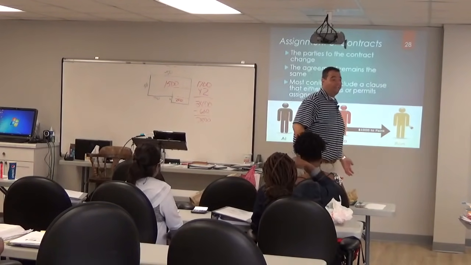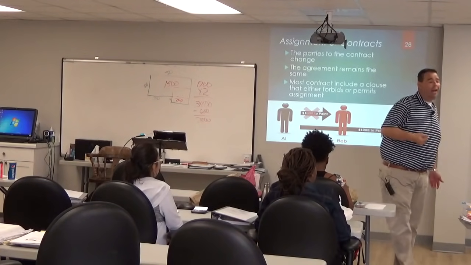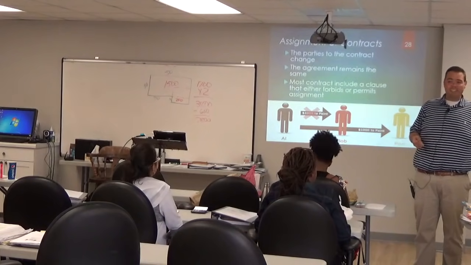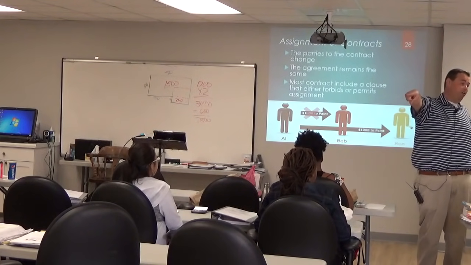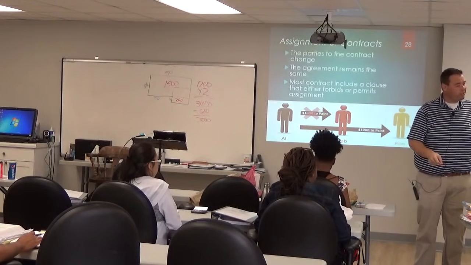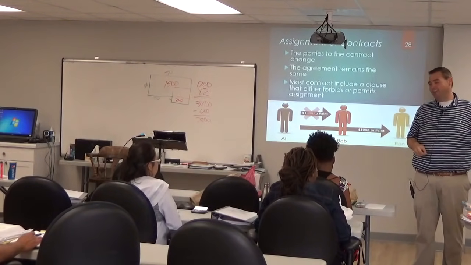Because another way to look at it is, he's not selling a house. What is he selling? He's selling a contract. He's selling the right to buy her house for how much money? $150,000. And how much is he charging for the contract? $20,000.